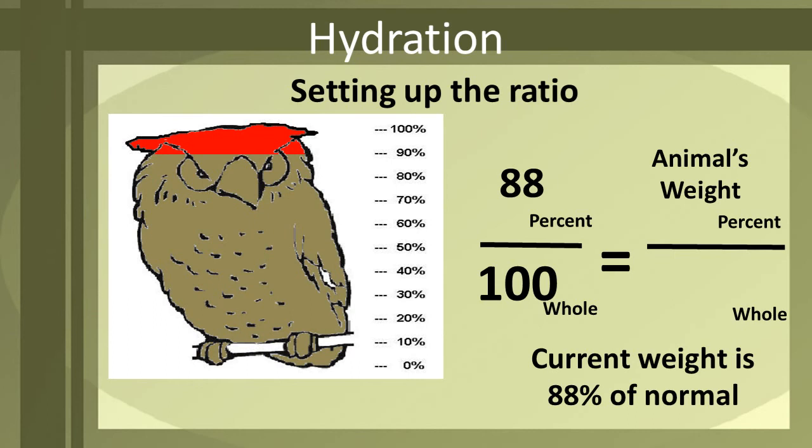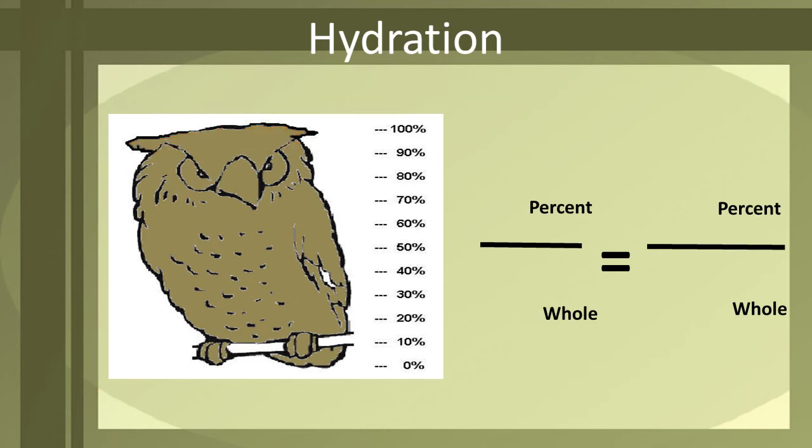Now you do your math, your ratio math. You cross multiply and divide by the single number. And it works with all numbers and all levels of dehydration.